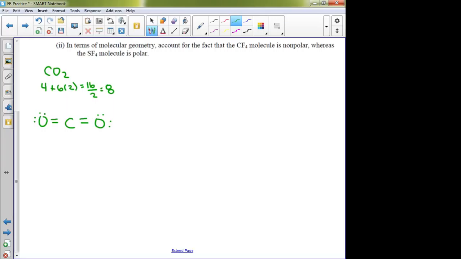All right. And then we draw the CO3 2-. So carbon has 4, oxygen has 6 times 3, and then I have to add 2 because there's a negative charge there. So 4 plus 18 is 22, plus 2 is 24. I divide that by 2 and I get 12.